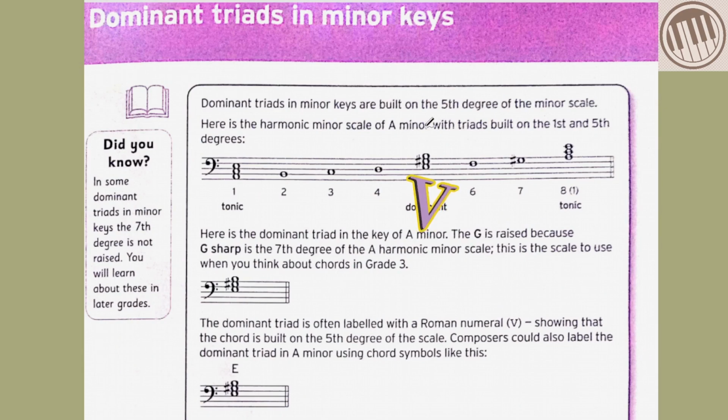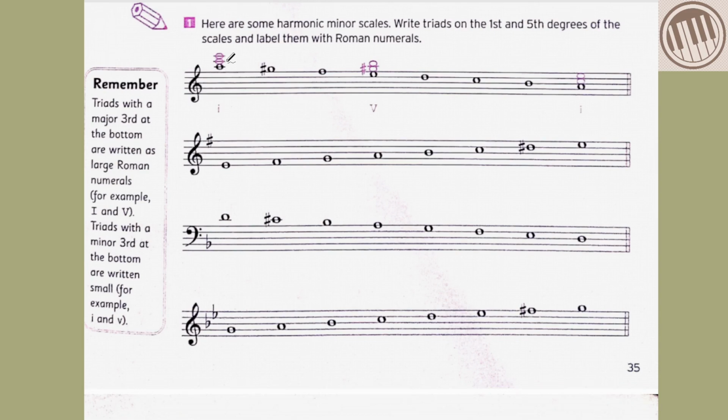So just remember the 5 chord is always a major, but your tonic chord in a minor scale will always be a minor. So we need to write a simple I if you are supposed to write a Roman number. And if you're supposed to write a chord symbol, write the capital letter A. Now in this example, this is an A minor, so you write A and a simple m for minor triads. Let's take a look at the first question.